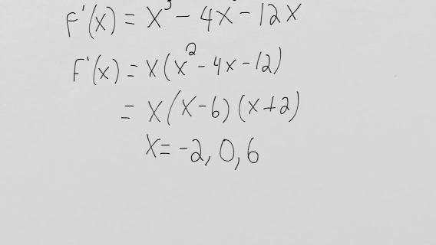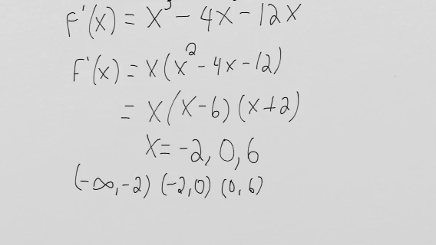So then what we do is we make a table to analyze the derivative and figure out where f is increasing and decreasing. So we use our x-intercepts. We're going to go from negative infinity until negative 2, and then negative 2 to 0, and then 0 to 6, and then 6 to infinity. We're talking about f'(x) and f(x).